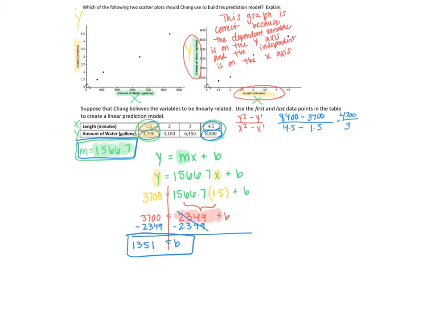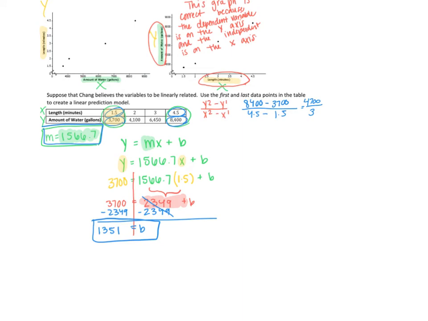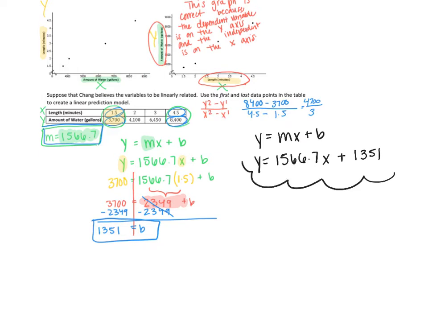my full equation in slope-intercept form. Y equals mx plus b. Okay, so y equals my m, 1,566.7, x plus b, which was 1,351. Okay, so I have now created an equation to model this relationship just using 2 points from my table. Okay, please make sure you have all this down. Let me know if you have any questions. You will have to do this on your exit ticket today.